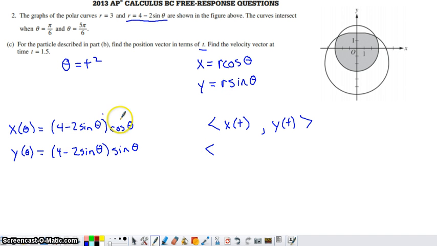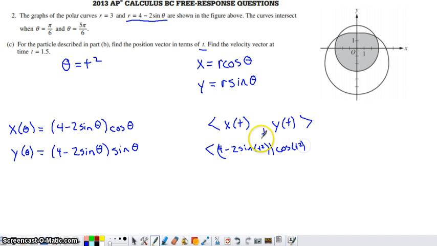So I'm just going to copy this, our formula for x of theta, into this position, but I am going to put t squared in place of all my thetas. So I'm looking at 4 minus 2 sine of t squared, and then that's going to be multiplied by cosine, not of theta but of t squared.